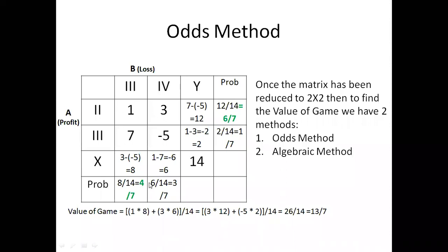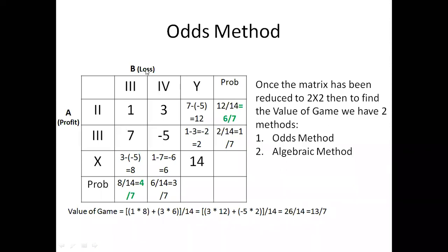If you look at the bottom, it is 4 by 7. The probability of B is 4 by 7 for strategy 3, as compared to strategy 4, which is 3 by 7. So strategy 3 has a higher probability. So strategy 3 will be selected from the probability. But actually, if you consider these two values, strategy 3 has a lesser value as compared to strategy 4. So strategy 3 will give you less loss.